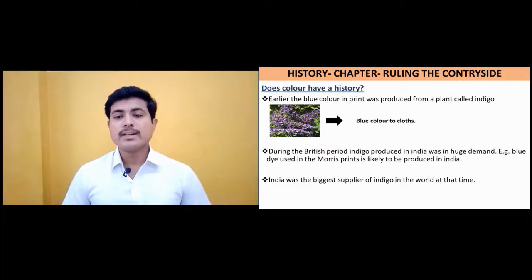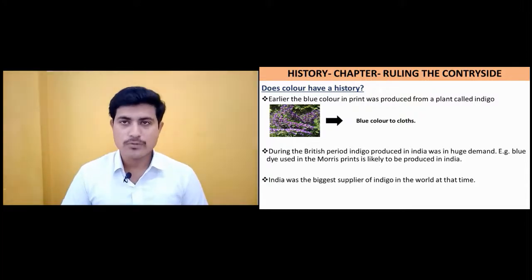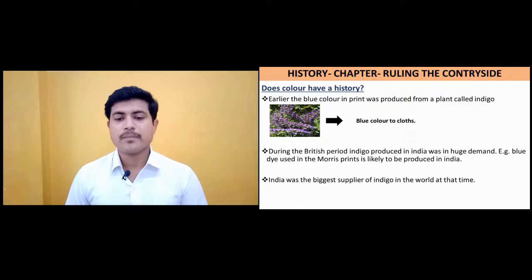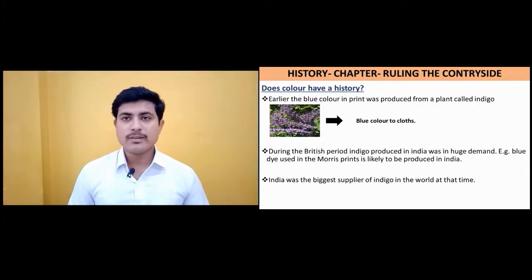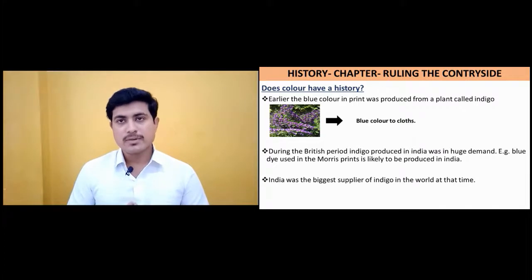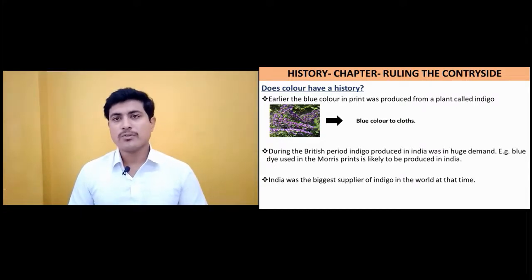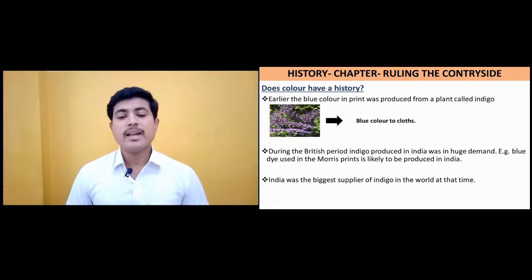Earlier, the blue color in prints was produced from a plant called indigo. Indigo is used to color cotton or clothes in a blue color. During the British period, the production of indigo was in huge demand, and as you have seen in the Morris print in the previous slide, that rich blue color also came from indigo, and that indigo was produced in India. India was the biggest supplier of indigo in the world at that time.